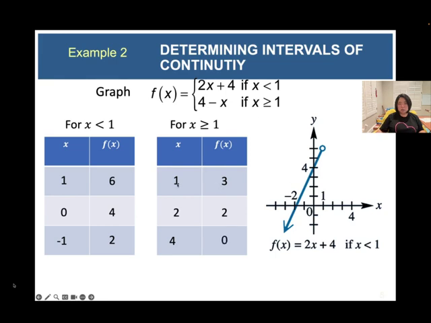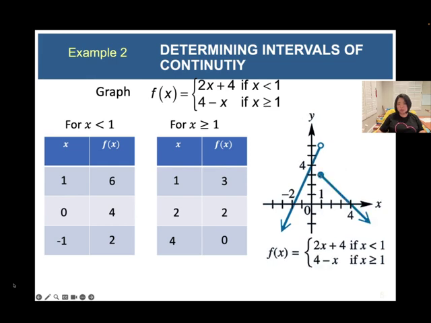Okay, right? So the first coordinate will be (1, 3). (1, 3), so here. This time, we're going to use the closed circle because this is an equal to. Okay, (1, 3) here. That's a closed circle. And then (2, 2), and then (4, 0). Okay, right?